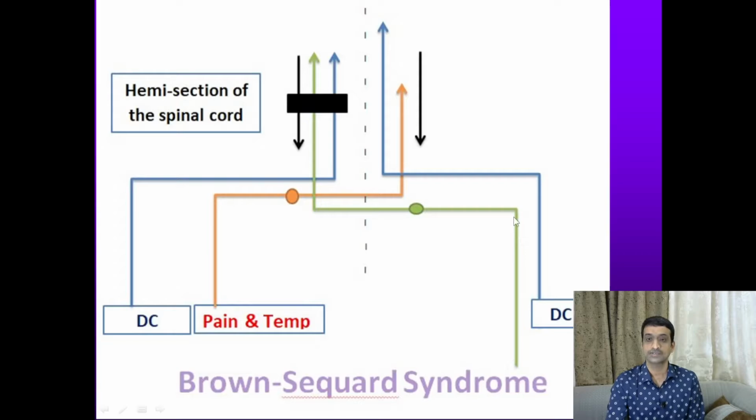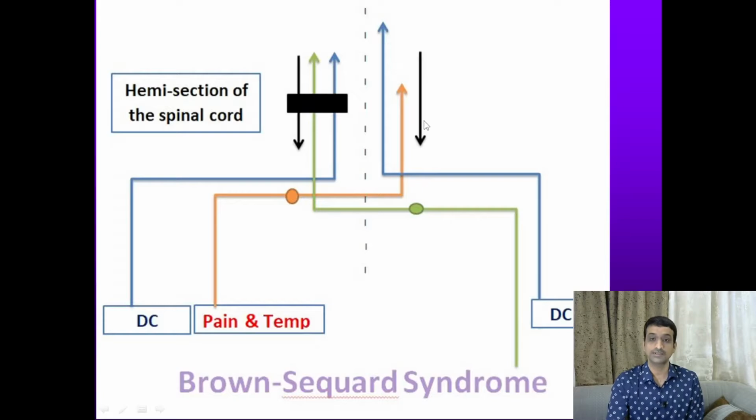Whereas if you see the perspective of the opposite side of the body, the pain, we'll start with the green arrow line up here. This path crosses from the opposite side to the side of injury and ascends upward, where it is disrupted by the injury, so the pain and temperature on the opposite side are lost, and DCML sensations on the opposite side below the level of lesion are not lost. Dorsal column sensations, if you come back, are lost on the same side, but pain and temperature on the same side are preserved because they cross to the opposite side.